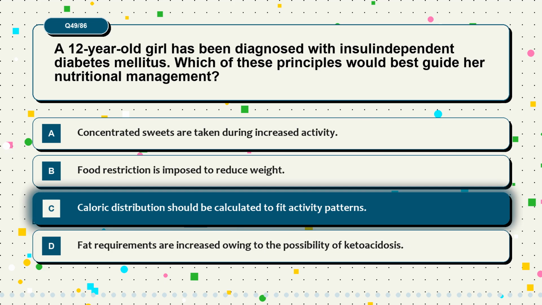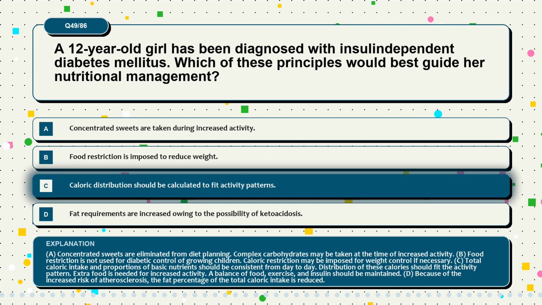The correct answer is option C. Caloric distribution should be calculated to fit activity patterns. A. Concentrated sweets are eliminated from diet planning. Complex carbohydrates may be taken at the time of increased activity. B. Food restriction is not used for diabetic control of growing children. Caloric restriction may be imposed for weight control if necessary.